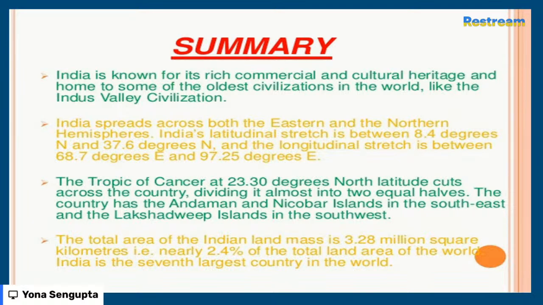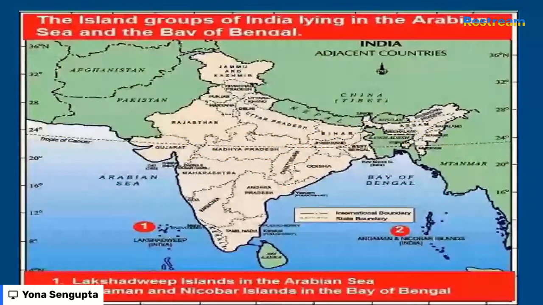Last but not the least, you need to remember that the total area of the Indian landmass is 3.28 million square kilometers, nearly 2.4 percent of the total land area of the world. India is the seventh largest country in the world. These are the islands of India, lying between the Arabian Sea and the Bay of Bengal: Lakshadweep Islands in the Arabian Sea, and Andaman and Nicobar Islands in the Bay of Bengal.